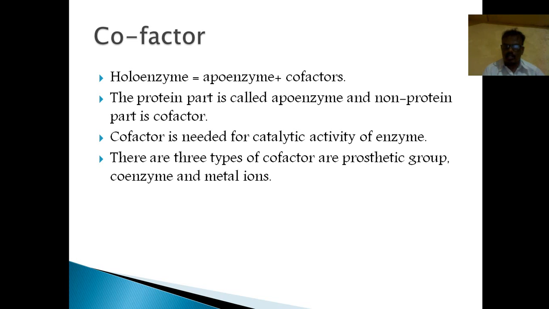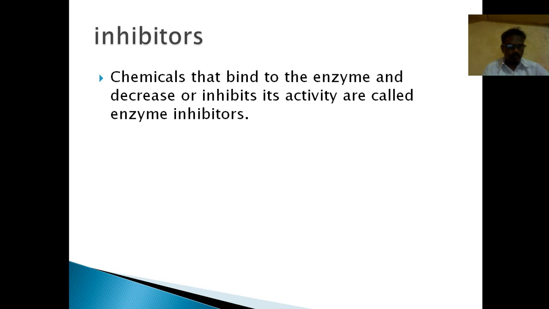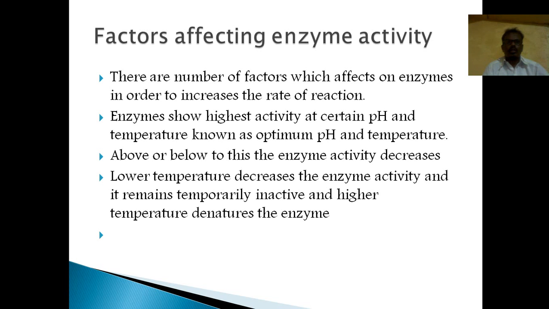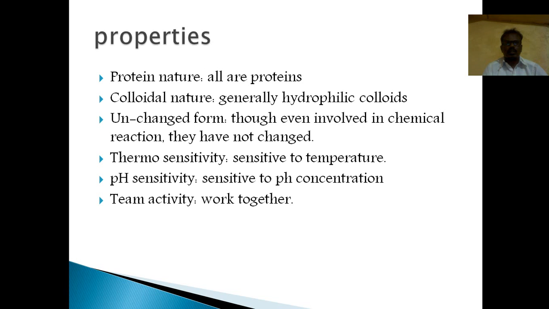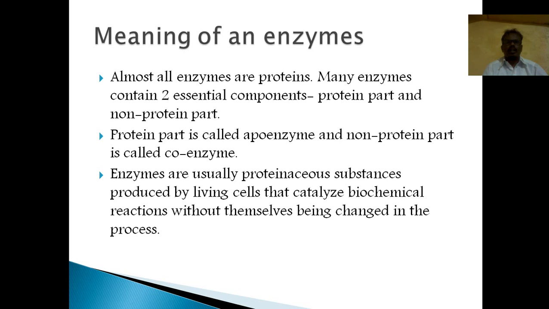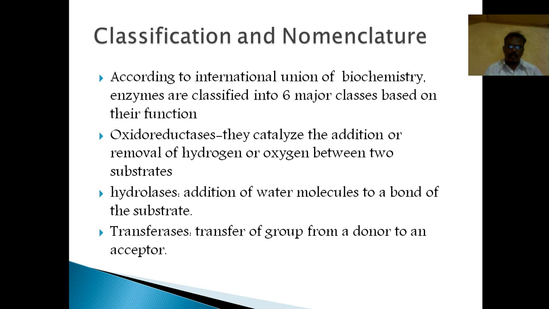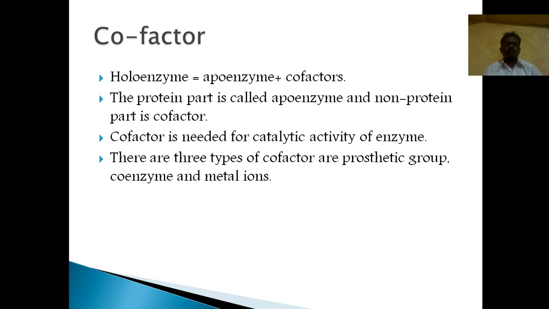Clear? In the first slides itself we told that there are two parts. Enzymes contain two essential components, the protein part and the non-protein part. The protein part is called apoenzyme and the non-protein part is called cofactor. Clear? Likewise here also. Holoenzyme means which has both protein as well as non-protein parts. The protein part is called apoenzyme, whereas the non-protein part is called cofactor.